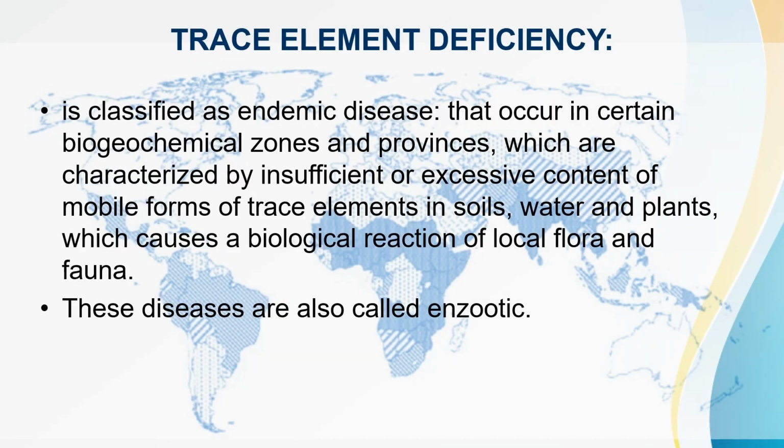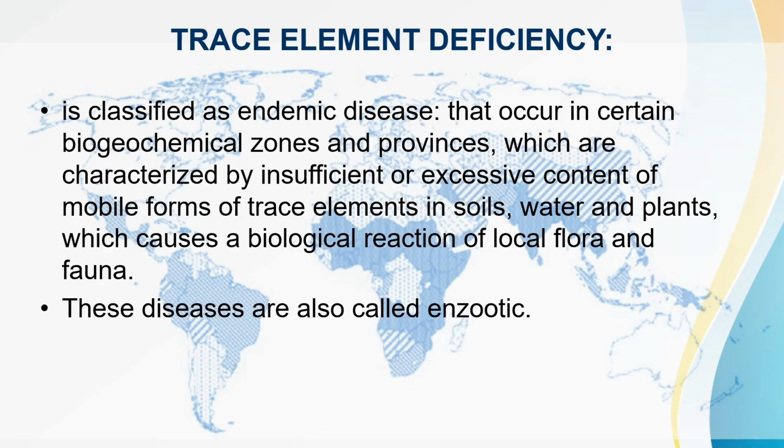Trace element deficiencies are classified as endemic disease. This means diseases that occur in certain biogeochemical zones and provinces, which are characterized by insufficient or excessive content of mobile forms of trace elements in soils, water sources, and plants, which causes a biological reaction of local flora and fauna. These diseases are also called enzootic.